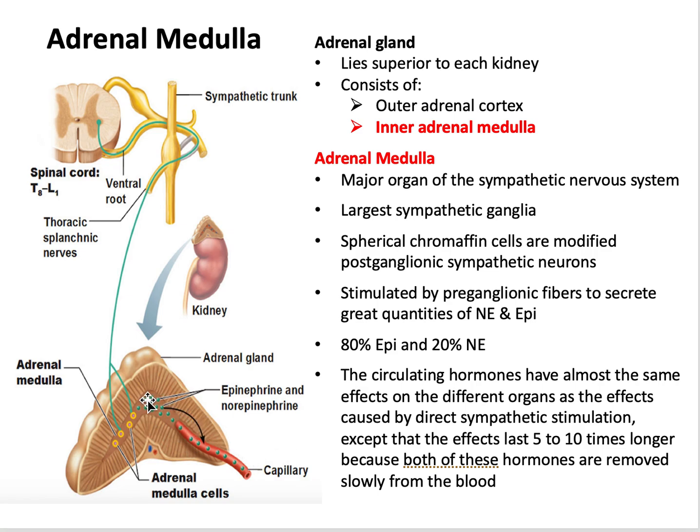And a really important part of this is that although epinephrine and norepinephrine from the adrenal medulla will have essentially the same effect on organs as the direct sympathetic stimulation, these hormones stick around in the blood a lot longer than they will stick around in synapses between effector cells, right? So this way of sympathetic stimulation allows for the effects to be more prolonged because they don't get cleared from the blood as easily.